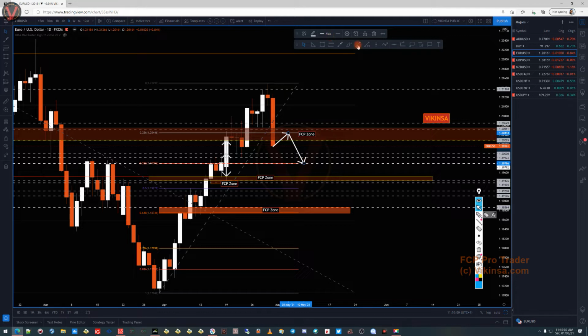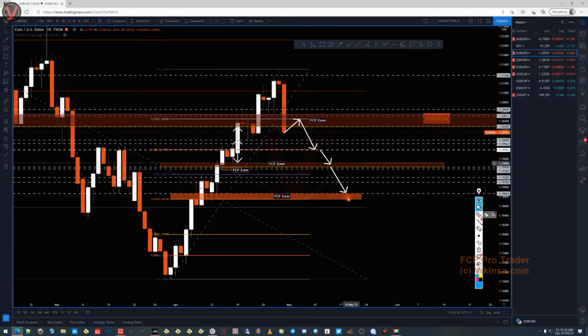And if that level is broken, then I'm looking for the next level like this, and after that all of these levels are binary levels, like you can treat them as support and resistance, but I'm expecting market to continue after a pullback or whatever. It can continue falling into the next FCP zone, which is around here. So this is what we had on EURUSD.